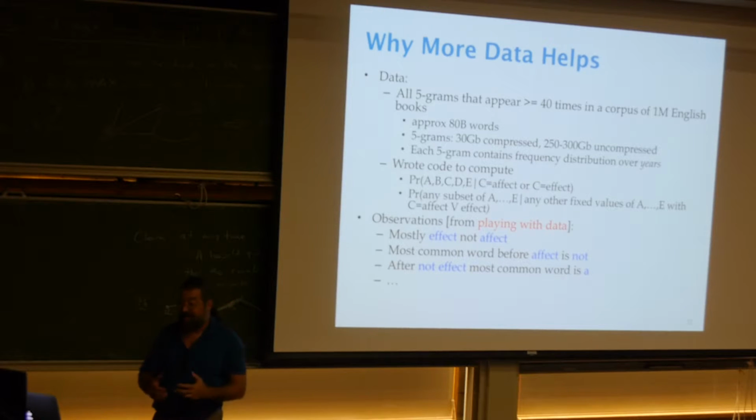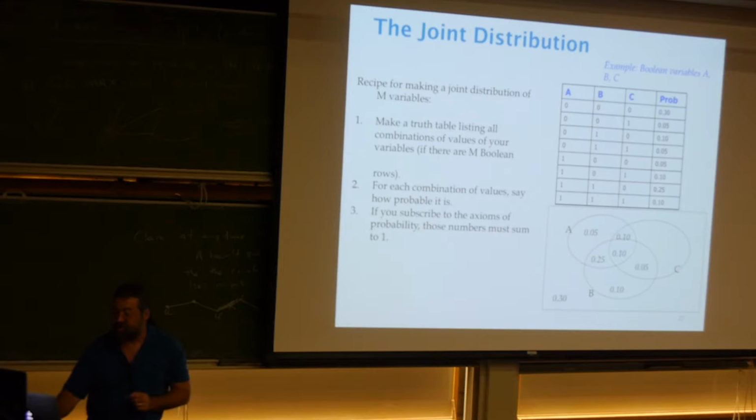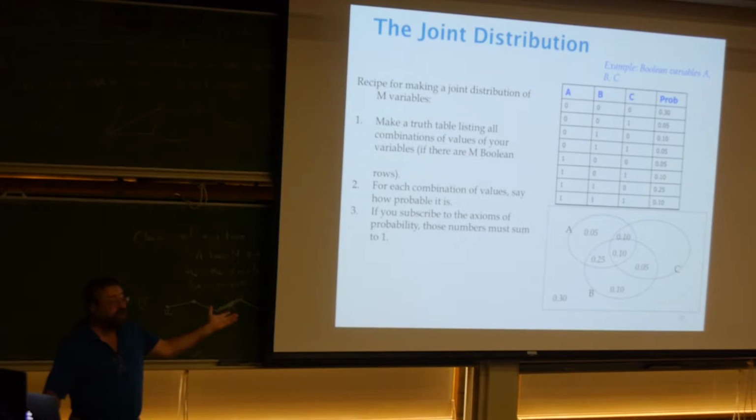And this is all, of course, conditional on being one of those two center words, affect or effect, all right? So the recipe for building a joint distribution is really easy. I just look at every possible combination of values, and I compute the probability of seeing that combination. So it's just a big table here, okay?